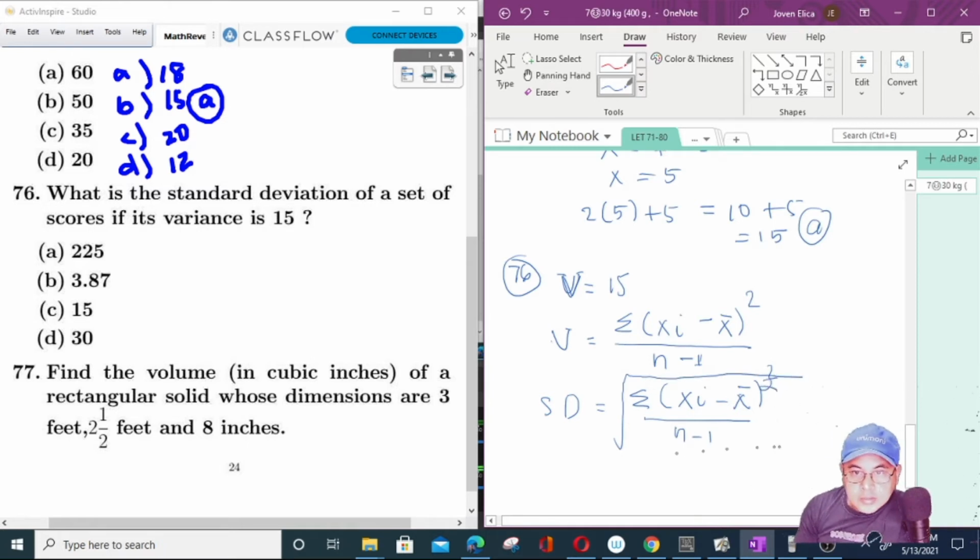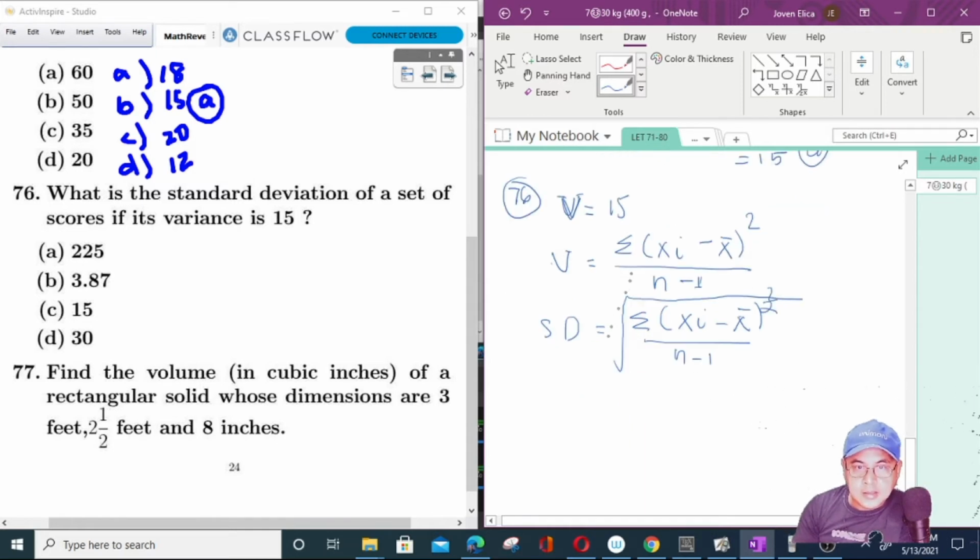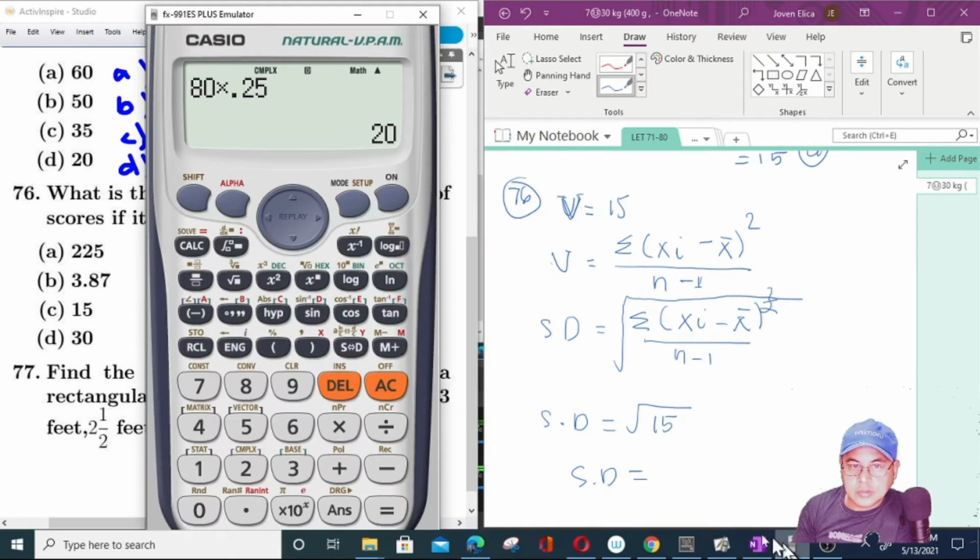Therefore, since variance is given, the standard deviation is just the square root of 15, as given in the problem. So in this case, you need to review the standard deviation and variance formulas. So the standard deviation is equal to the square root of 15.